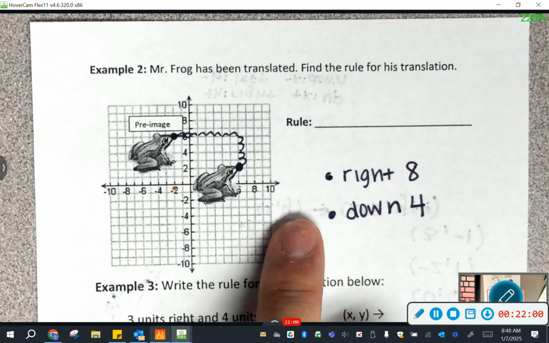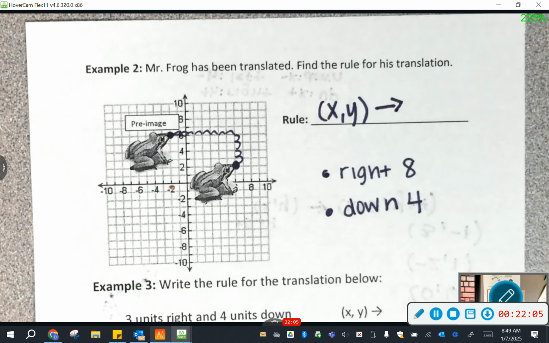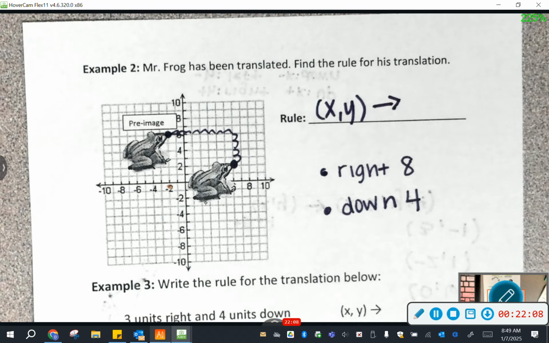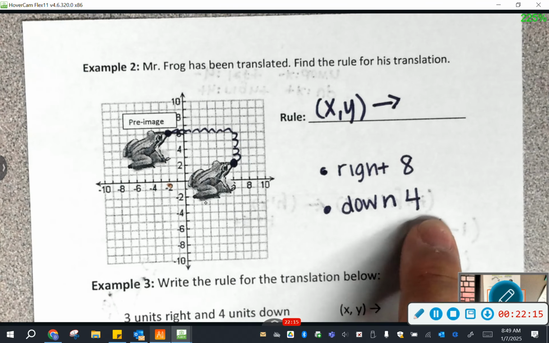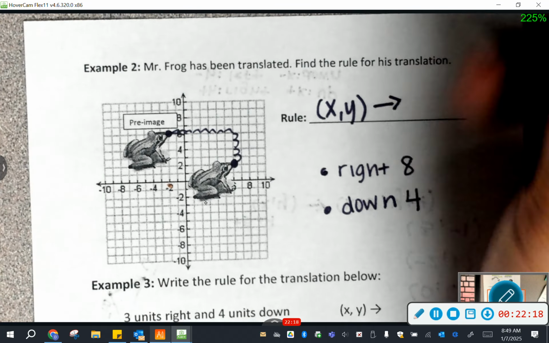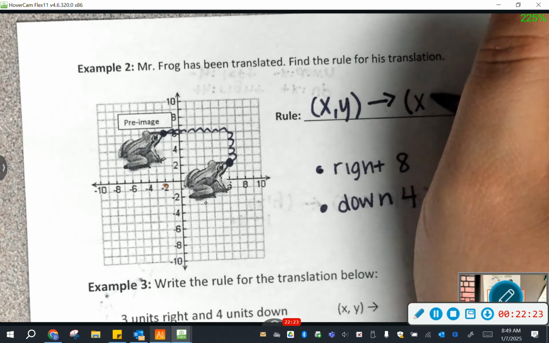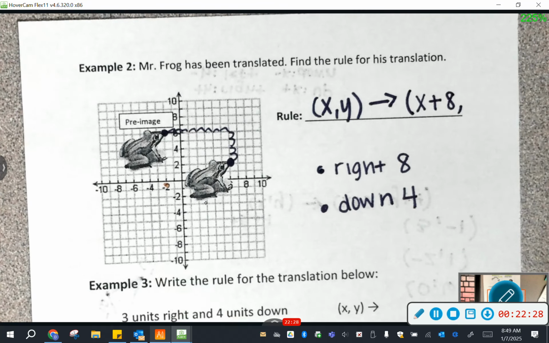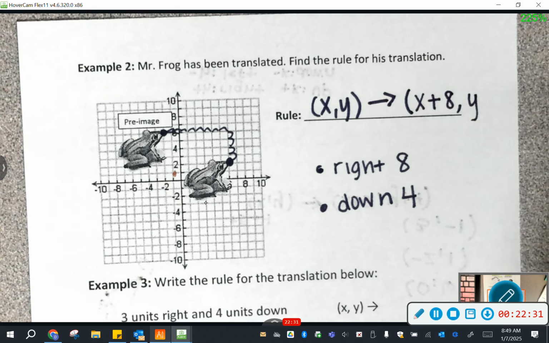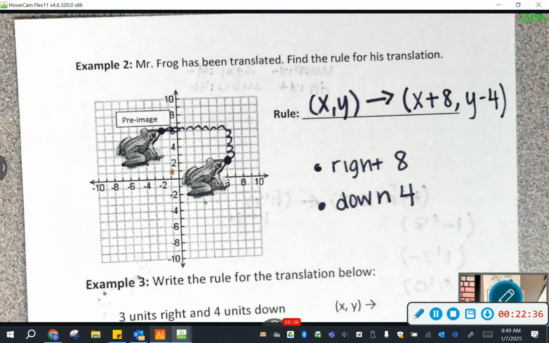So I want to know the rule. My rule always starts XY with an arrow. So on your test, if you don't know the rule, you can at least write that and get points. How do I write right 8, down 4? X plus 8, comma, Y minus 4. It's down 4. And that's done.